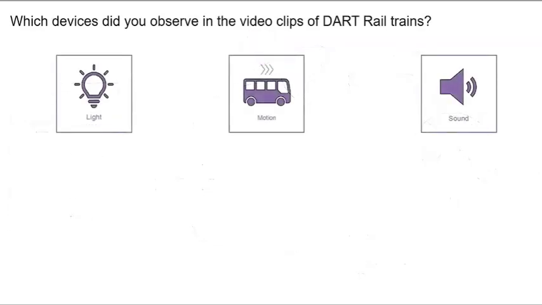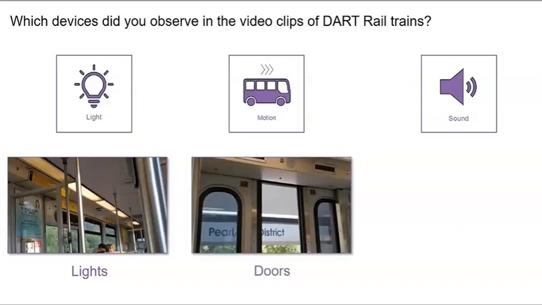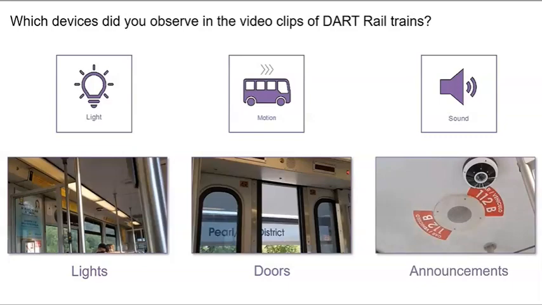Think back to the video clips we watched in our last few lessons. Which devices did you observe in the video clips of Dort rail trains? Did you observe overhead lights? I did too. What else did you observe? Did you say that the doors opened and closed? Yes, they did. We also saw speakers that played announcements and music.